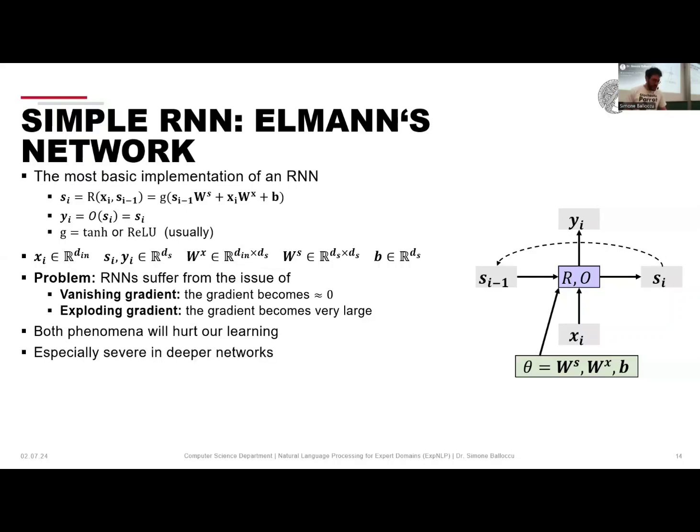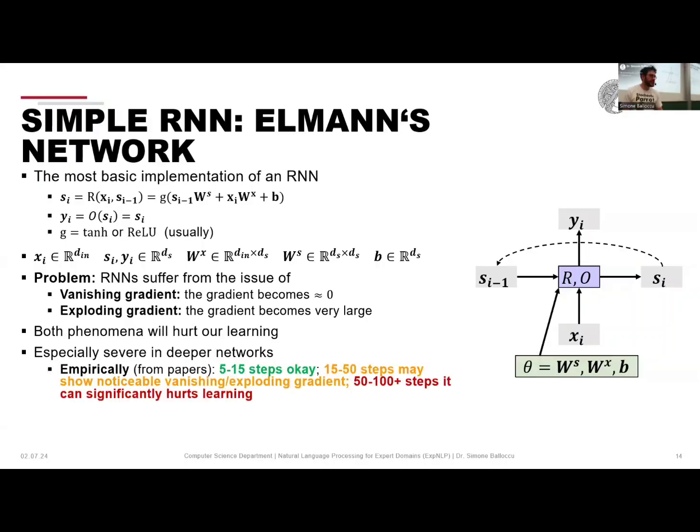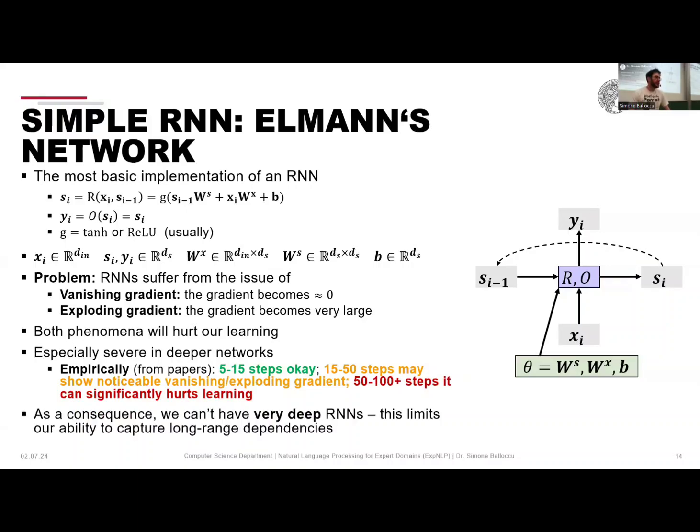It's especially severe in deeper networks. How deep? We don't know. It depends on the data, on the task. Empirically, I can tell you this from the papers. Usually up to 15 steps, fine, smooth sailing. 15 to 50, you may start noticing that your gradient becomes big or small enough to slow down or alter learning. 51 steps, bye. You can even get stuck and stop learning altogether. And as a consequence, we cannot have very deep RNNs.